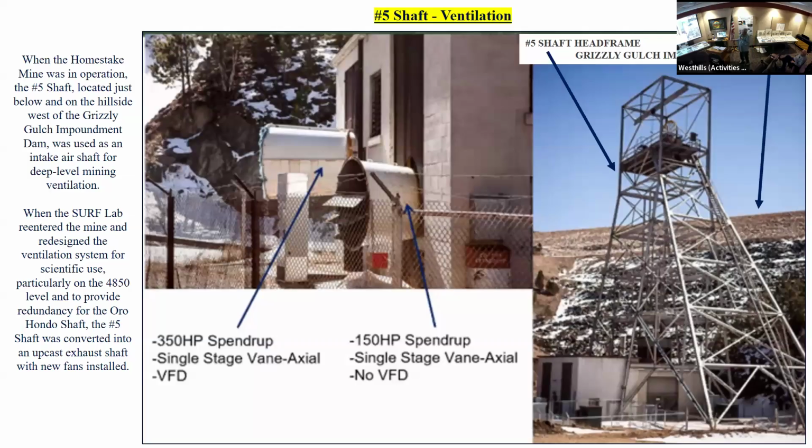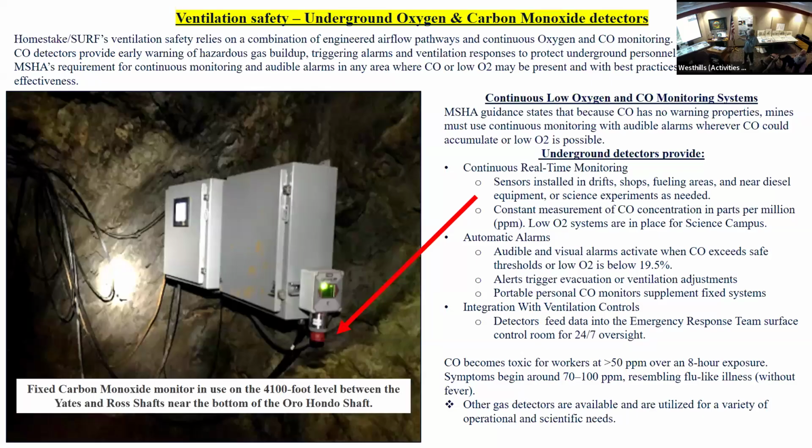At the base of the Grizzly Gulch impoundment dam, off to the side of the hill, which is well protected, is the number 5 air shaft. It was sunk down to the 5,300. It was later expanded to the 68 and even below through a series of systems for providing intake air for the deep level. It's now been reversed and provides exhaust for the Sanford lab.